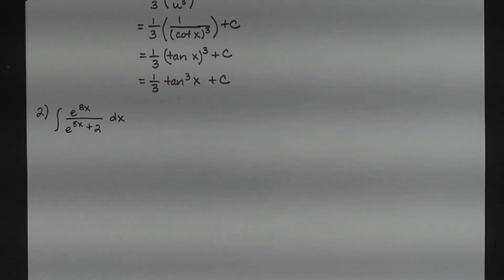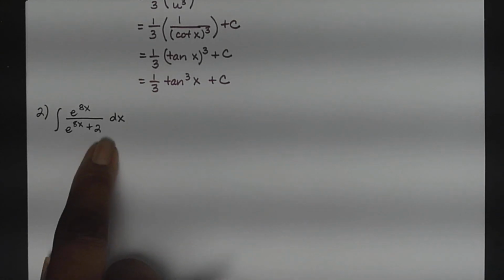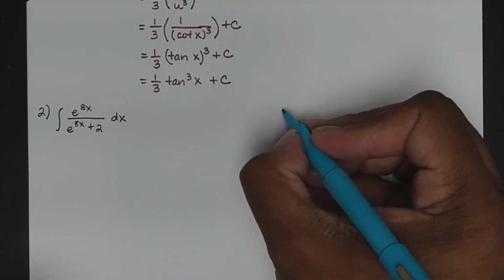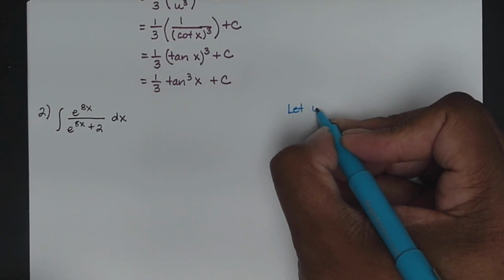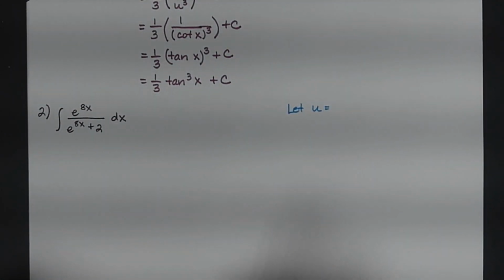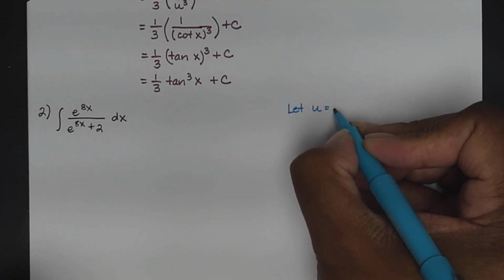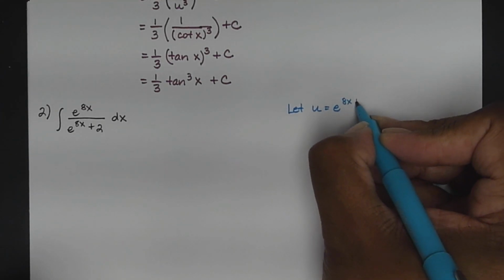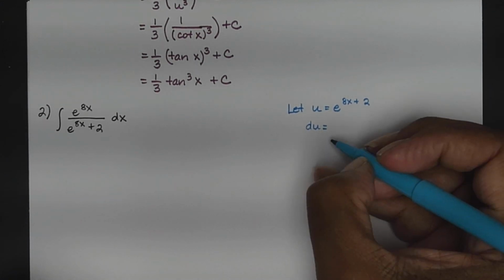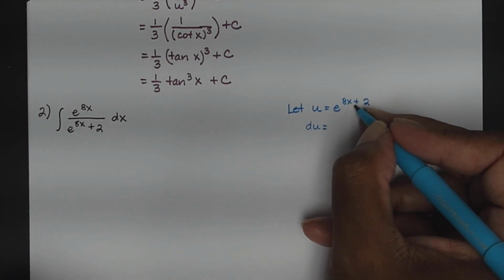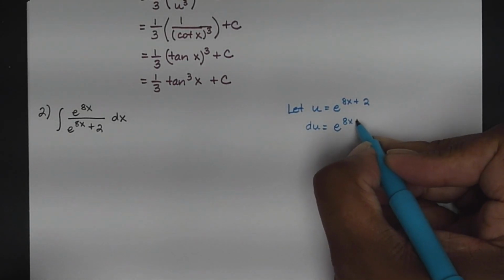So in this case, what I'm going to do is let u be the entire denominator. You have to try something in order to hopefully get the right simplified integral. So if I let u be that denominator, e to the 8x plus 2, then du would be, of course, the derivative of e to whatever is going to be e to whatever. So this will be e to the 8x plus 2.